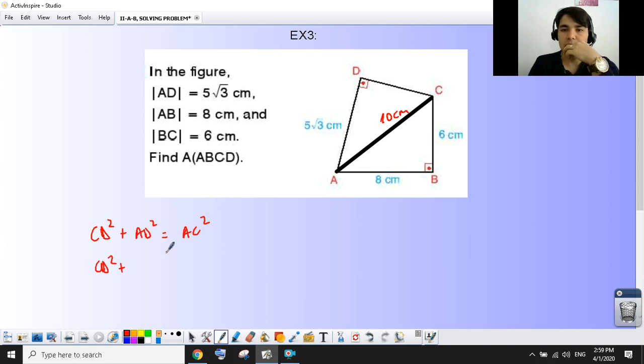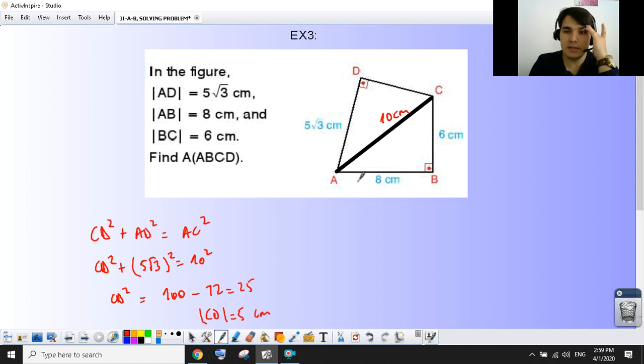If we put in the place of AD and AC 5 root 3 and 10 respectively, we will get for CD square equal to 100 minus 75, which is 25. So we will get CD is 5 centimeter, right? We got this. It's going to be 5 centimeter.